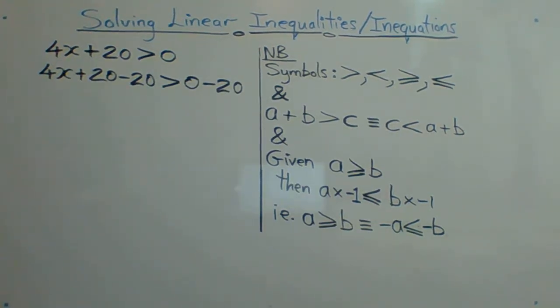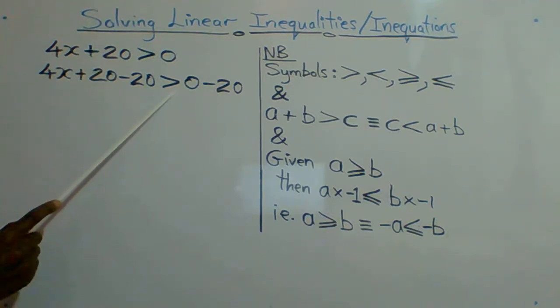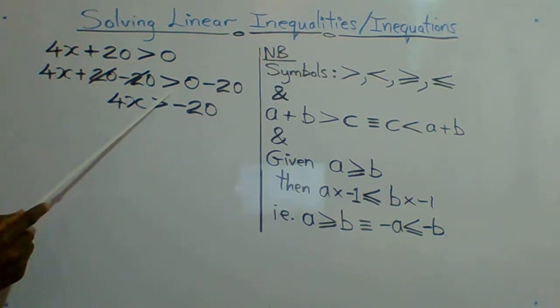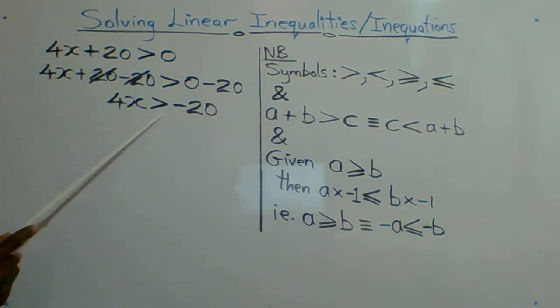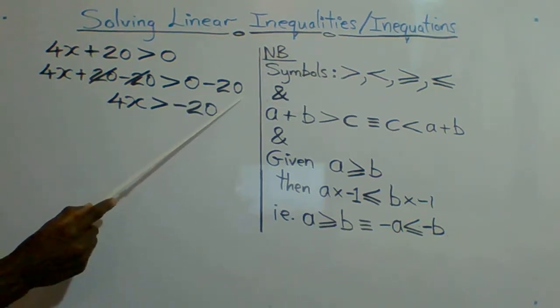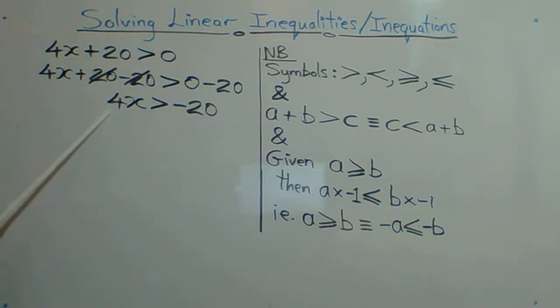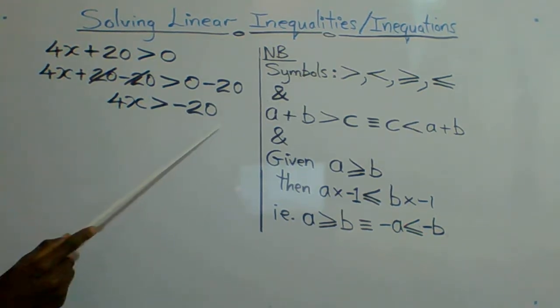So after doing negative 20 on both sides, we have 4x plus 20 minus 20 on the left greater than 0 minus 20 on the right hand side. Now on the left hand side, plus 20 cancels out minus 20, leaving 4x on the left hand side. The symbol greater than remains, then 0 minus 20 on the right hand side becomes negative 20. So we have 4x is greater than negative 20.